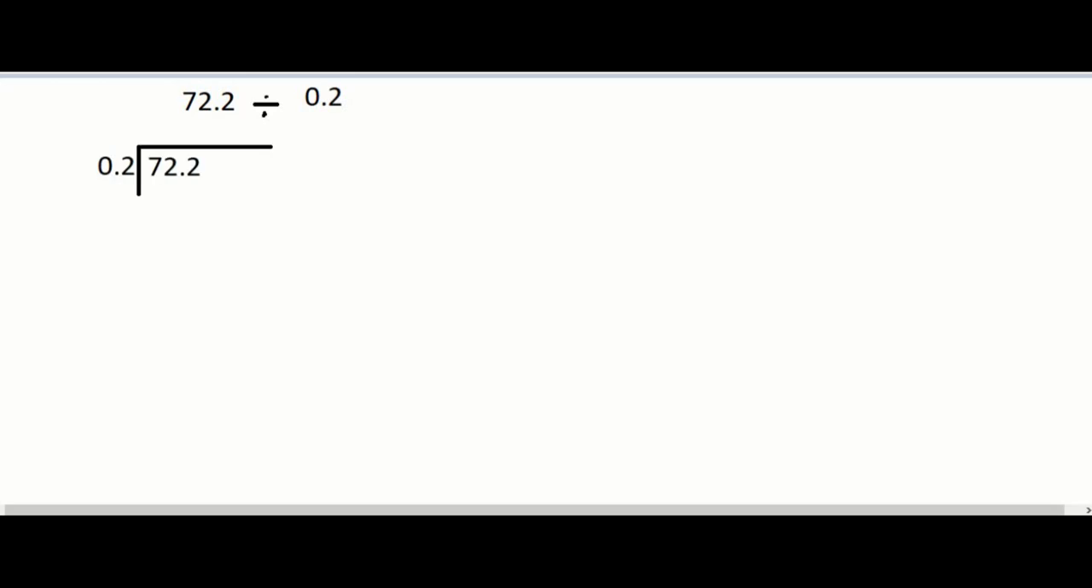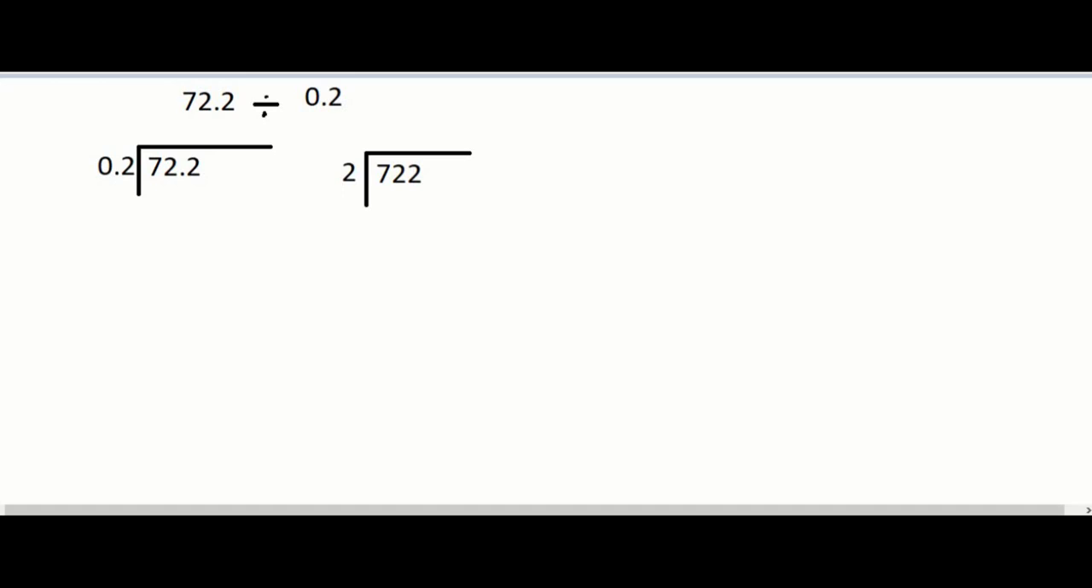Alright, so we have 72.2 divided by 0.2. So 0.2 is the divisor while 72.2 is the dividend. Now I am going to move the decimal point one place to the right for each number. So now we have 722 divided by 2. Yeah, because we want to have whole numbers, so we can divide easier to make our division life easier.